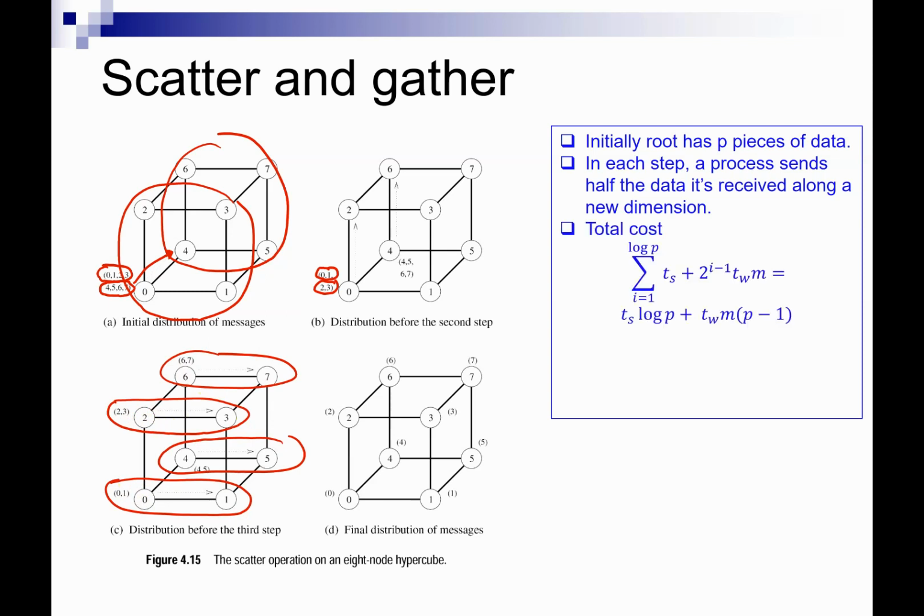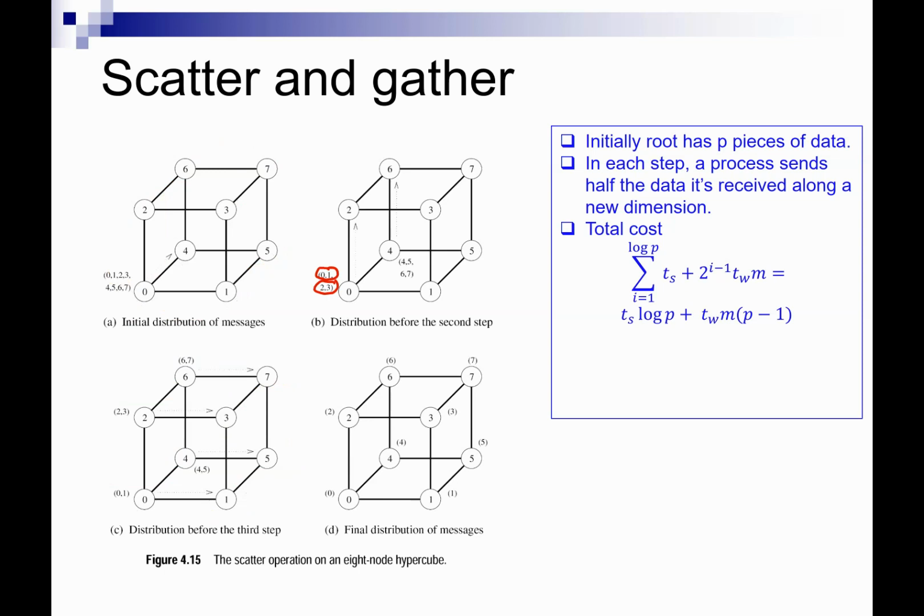Now the cost for doing this. Here the messages that you send in different phases have different sizes. For example, in the first phase, 0 is sending 4 messages to process 4. In the second phase, 0 is sending two messages to process 2, and then 4 is sending 2 messages to process 6. So the size of the messages keeps decreasing over time.